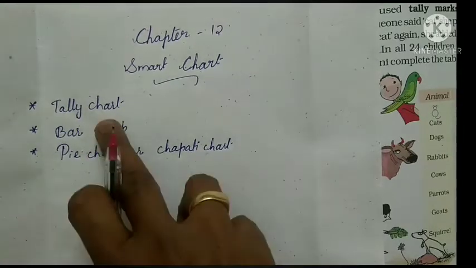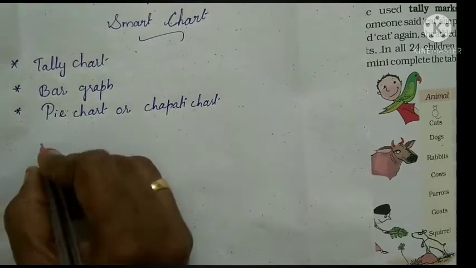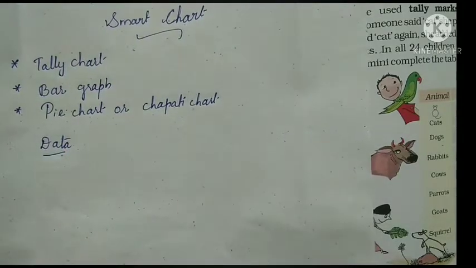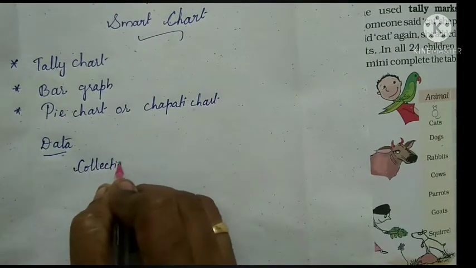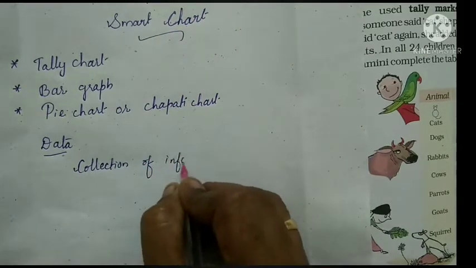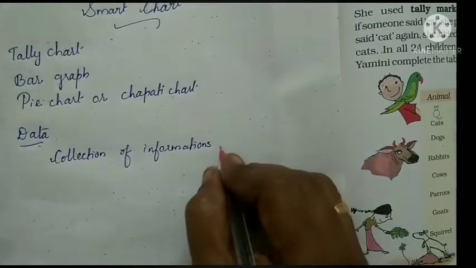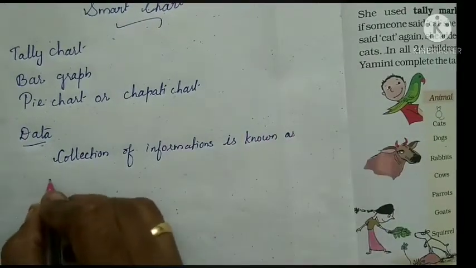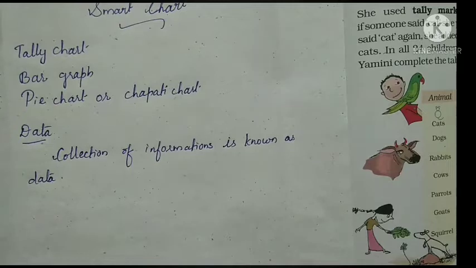Before I go into this section, some important aspects I can tell you here. First one, data. What is meant by data? Data means collection of information. Collection of information is known as data. So that means we can collect the information from the outside.